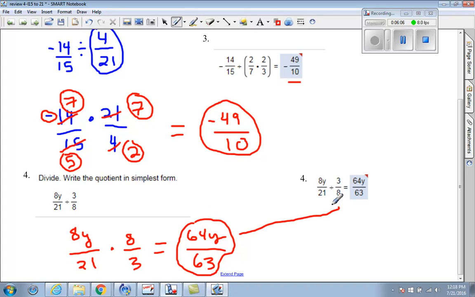And voila, we got it. So I just want you to see in real time how you perform these. Again, remember, when you're multiplying, you just travel straight across on the numerators and the denominators and multiply.